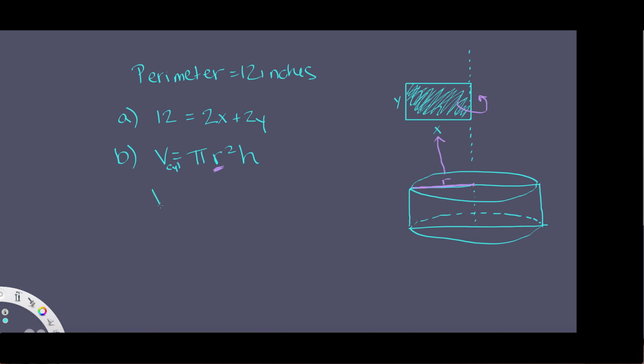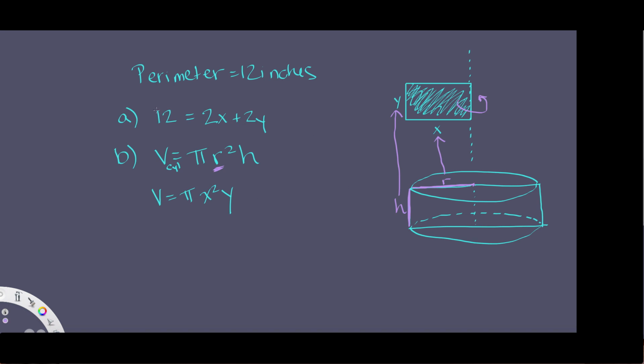Okay, so for the volume, I'm going to replace the r with an x, right, because r of my cylinder is x of my rectangle. And now what's the height? Okay, if I look at the height of my cylinder, well, the height is really y from my rectangle. Right, so pi x squared y is going to give me the volume of my cylinder. This is in terms of x and y. We want it just in terms of x.